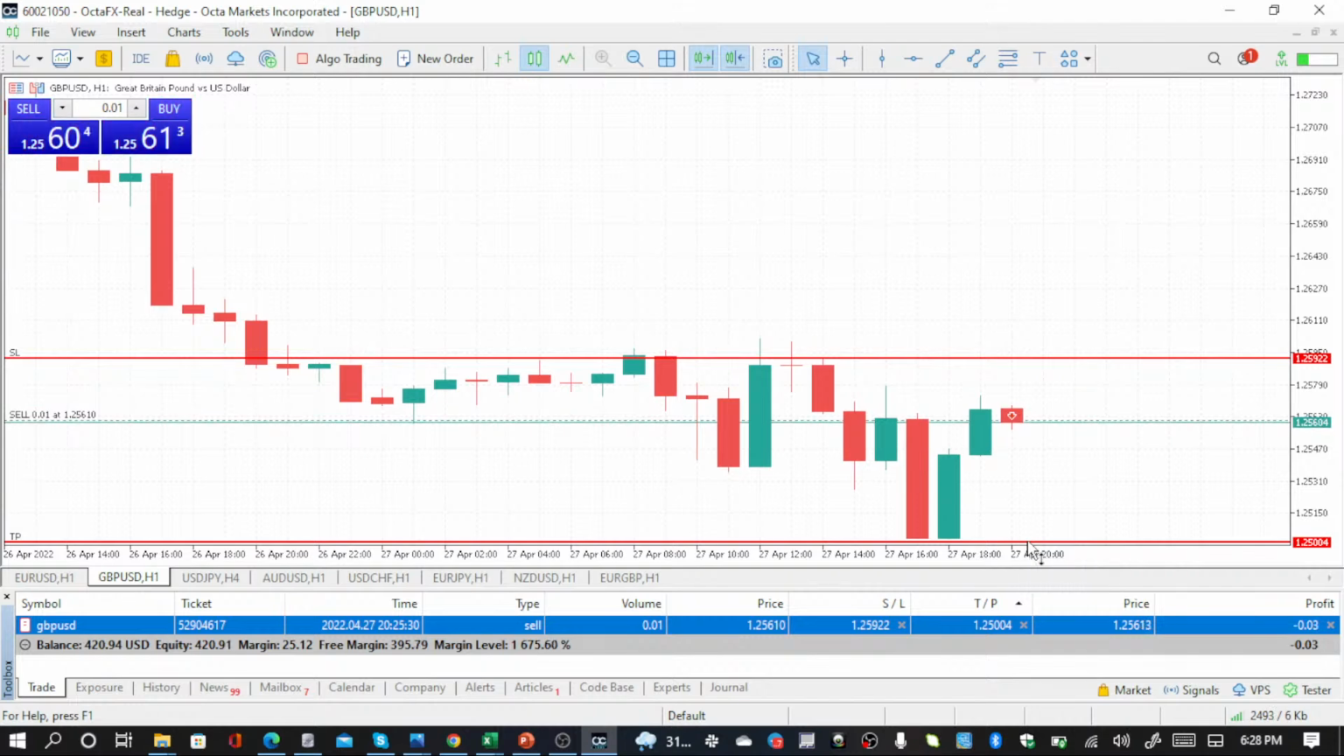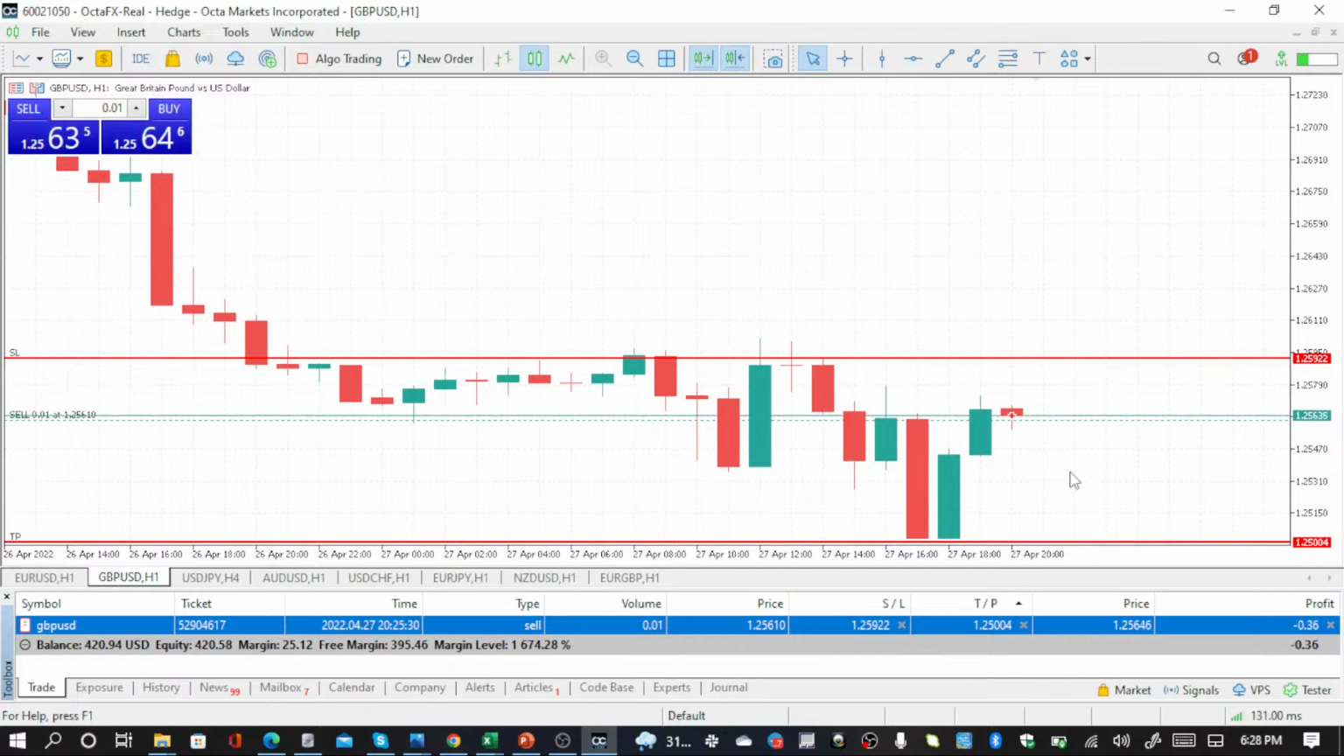I use my support and resistance as my take profit and my stop loss. So if you look at this place now, I use this place for stop loss and I use this place for take profit. Now, why are stop loss and take profit very important?